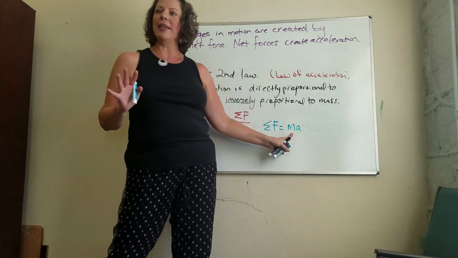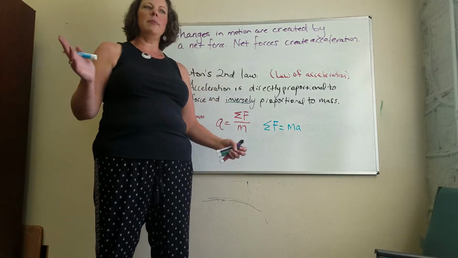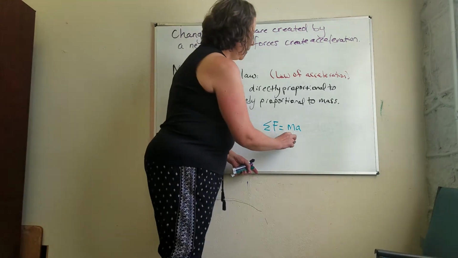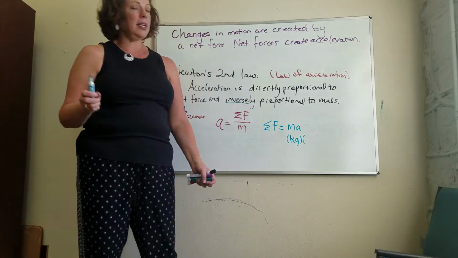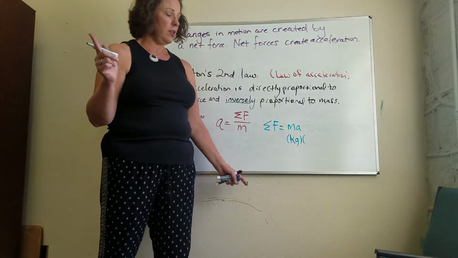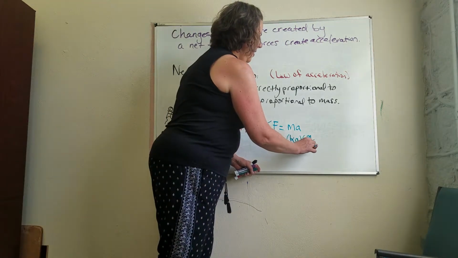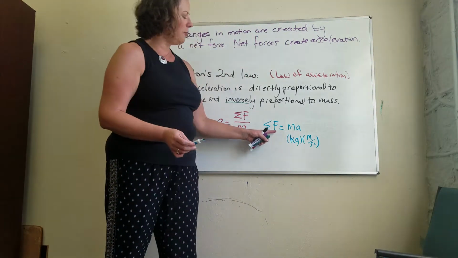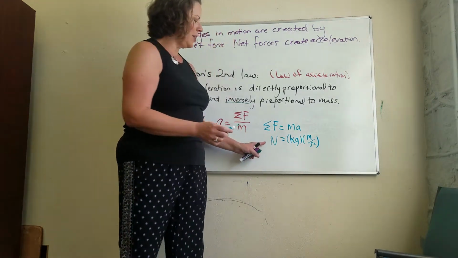We're going to use mass in kilograms. In chemistry, you use grams, and in physics, we use kilograms. So we're going to have kilograms, and then the unit for acceleration is good old meters per second squared, very good. And then our unit for force is newtons, and that's the one we talked about last week.